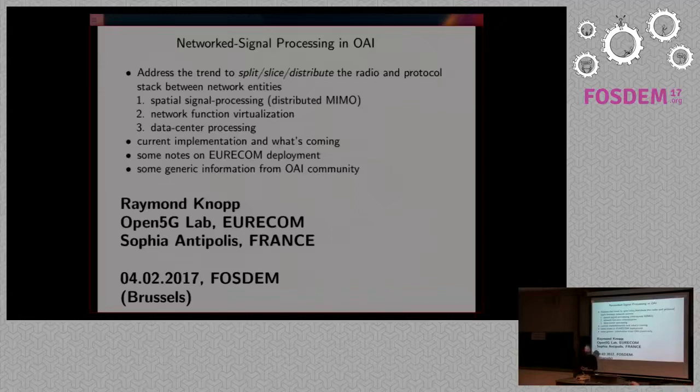I don't know if everybody here is aware of OpenAirInterface. It's one of the open source projects that develops both eNodeB and UE implementations that run on USRPs and on other platforms as well. And I'm going to talk about some of the stuff that's been going on in the last 6 months on how we're changing the architecture a little bit to address some of the research goals that are going on in 5G systems.